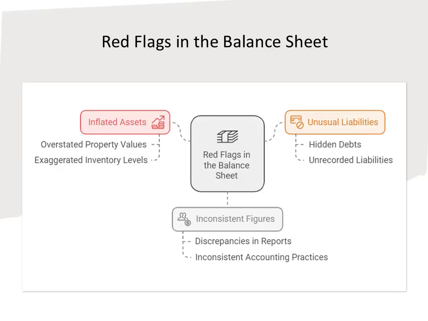There are several red flags in a balance sheet that might indicate manipulation. For example, imagine you're checking a bakery's financials and you see they suddenly claim they sold 5 times more cakes than last year, but there's no evidence to back that up. That's a potential red flag.